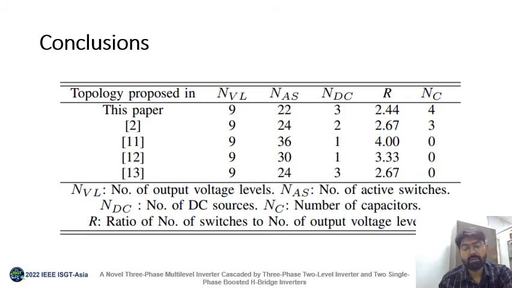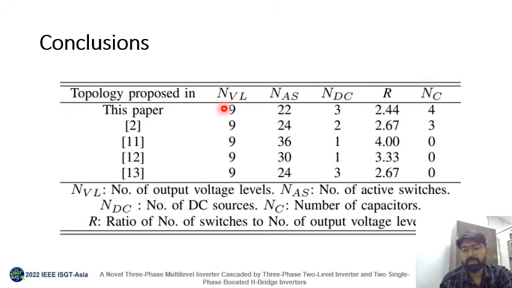This is the detailed comparison of the existing topologies with the proposed topology, which are cited in this paper as references 11, 12 and 13. Here NVL stands for number of output voltage levels, NAS stands for number of active switches, NDC stands for number of DC sources, R stands for ratio of number of switches to the number of output voltage levels, and NC is the number of capacitors used.